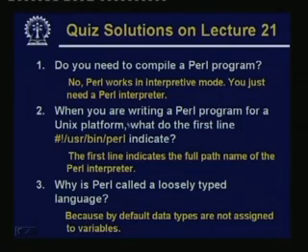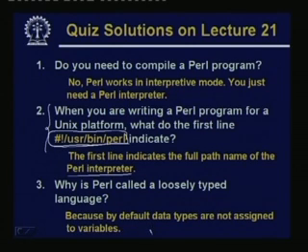Second, when you are writing a PERL program for a Unix platform, what does the first line indicate? We had mentioned this at the very beginning when we were talking about the way to run a PERL program. This is the path name, that is, user bin PERL, the path name of the PERL interpreter. This is a very generalized concept. Instead of the PERL interpreter, you can give the name of some other program which will start running whenever you run such a file.